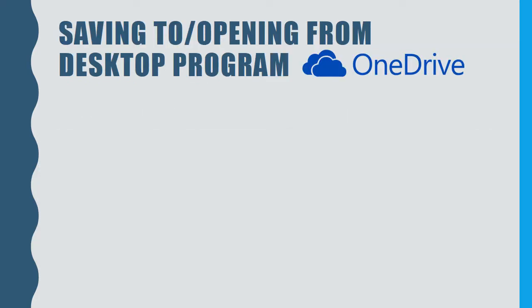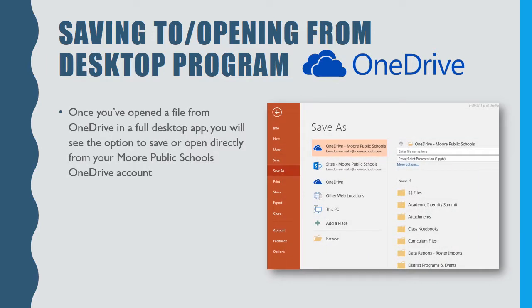Another tip is that you can actually save to and open from full desktop programs. So if you've ever saved anything and you've noticed OneDrive, More Public Schools, and then maybe your email underneath it, this is basically you saving directly to the cloud while you're in PowerPoint, Word, Excel, Publisher, any Microsoft app that is a full program.